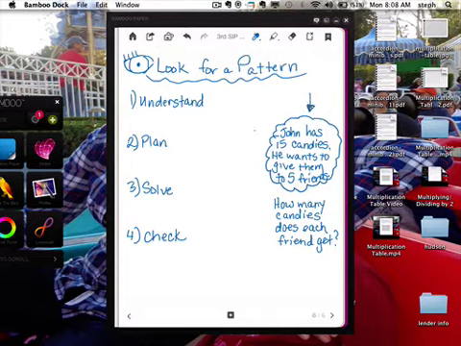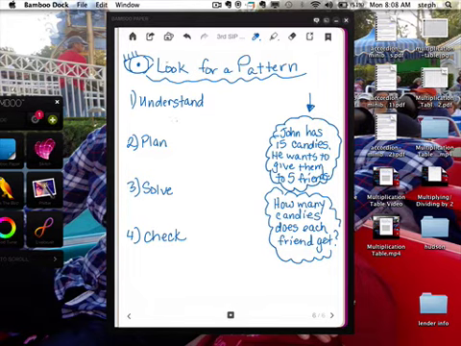So John has 15 candies. He wants to give them to 5 friends. And then the question is, how many candies does each friend get? So go ahead and write down the problem. Pause me, remember.